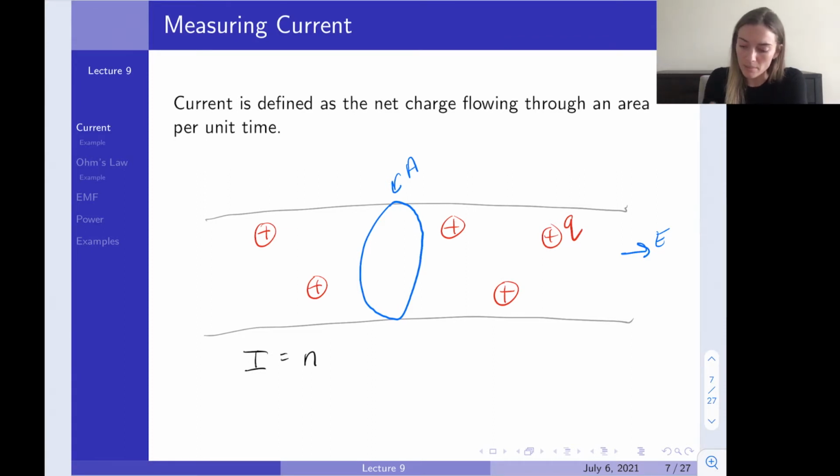So we're going to take the number density of our conductor, and then we're going to multiply it by the charge on each particle. So that's times Q. And then we're going to multiply it by this area A, because we want to find out how many charges are moving through that area. And now we need to multiply by their velocity because we want to know how many are moving through per unit time. So we need to know how fast they're moving. They're going to be moving through at the drift velocity, so that's going to be v_d.